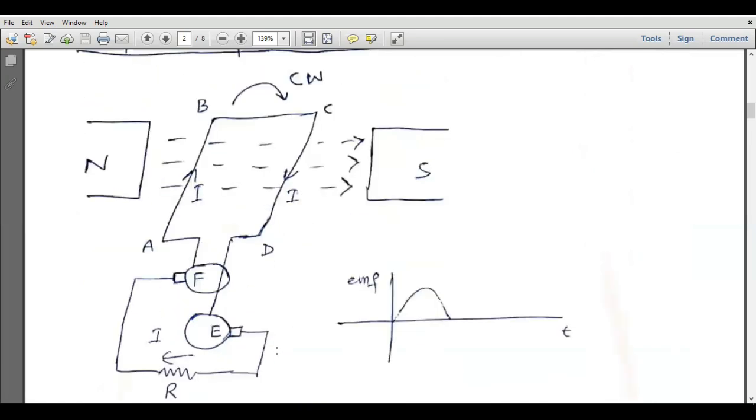Now let's consider that the coil has rotated by 180 degrees. So this side of the coil AB has moved to the right hand side, and this side CD has moved to the left hand side in front of the north pole, and this side AB has come in front of the south pole.